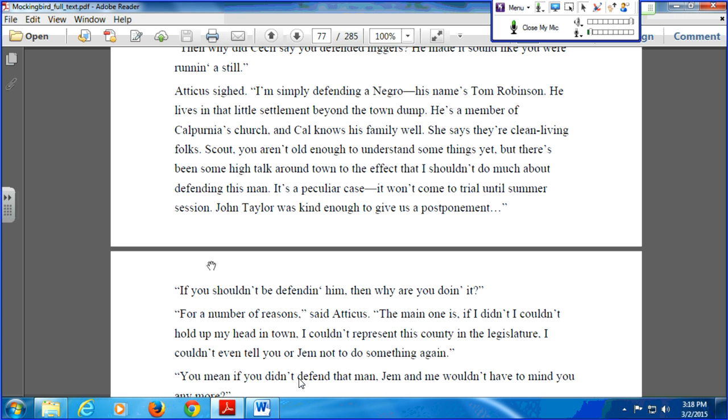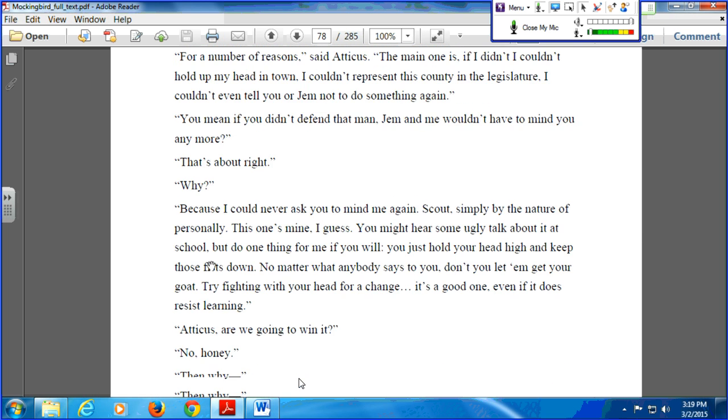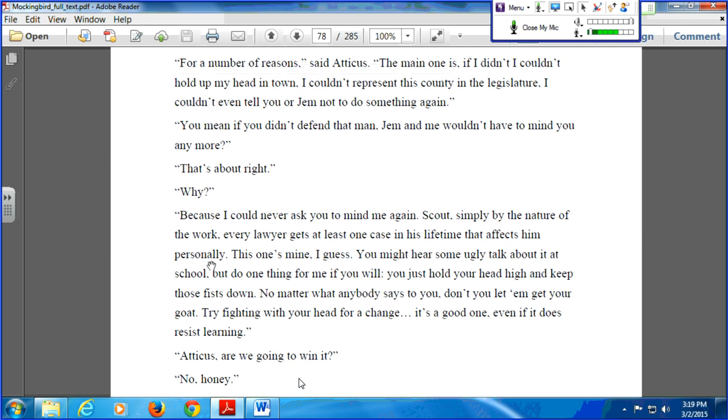Scout, you aren't old enough to understand some things yet, but there's some high talk around town to the effect that I shouldn't do much about defending this man. It's a peculiar case, and won't come to trial until summer session. John Taylor was kind enough to give us a postponement." "If you shouldn't be defending him, then why are you doing it?" "For a number of reasons, Scout," said Atticus. "The main one is, if I didn't, I couldn't hold my head up in town. I couldn't represent this county in the legislature. I couldn't even tell you or Jem not to do something again."